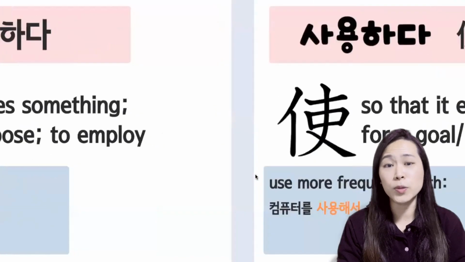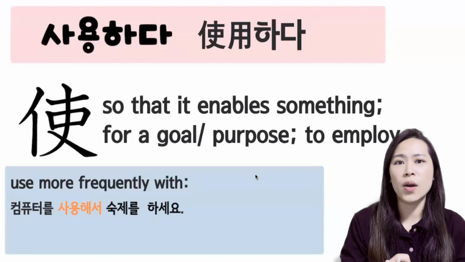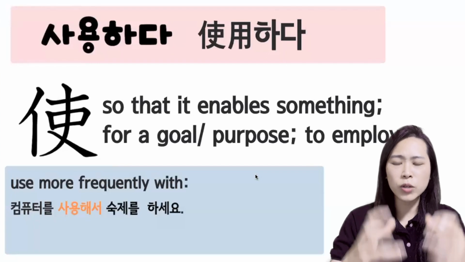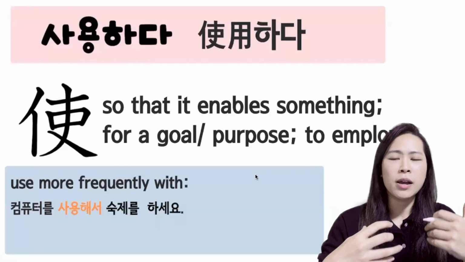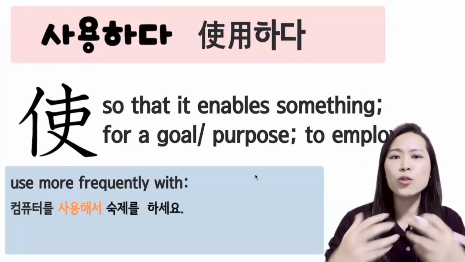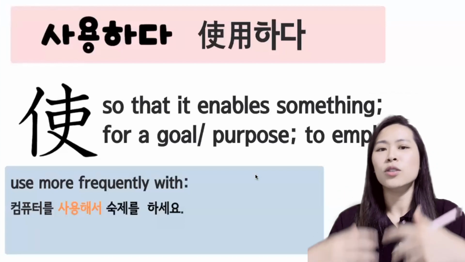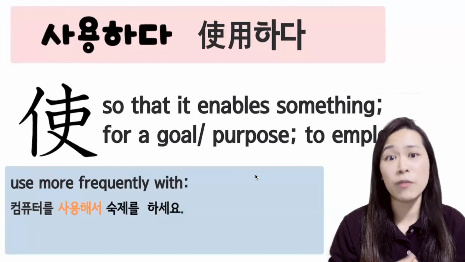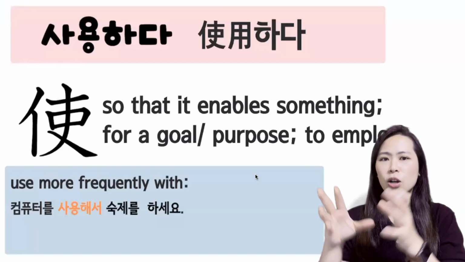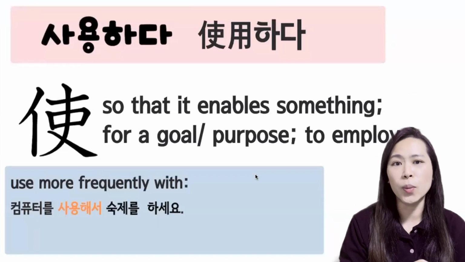Alright, so let's look at some examples. 컴퓨터를 사용해서 숙제를 해요. 컴퓨터를 사용해서 숙제를 했어요. Now, how did you do your homework? Doing your homework is a goal or a purpose that you want to achieve. And how did you achieve it? You achieve it by using the computer, or employing this tool, the computer, to achieve the outcome you have in mind. 컴퓨터를 사용해서 숙제를 하세요. Please use the computer to complete your homework, okay?